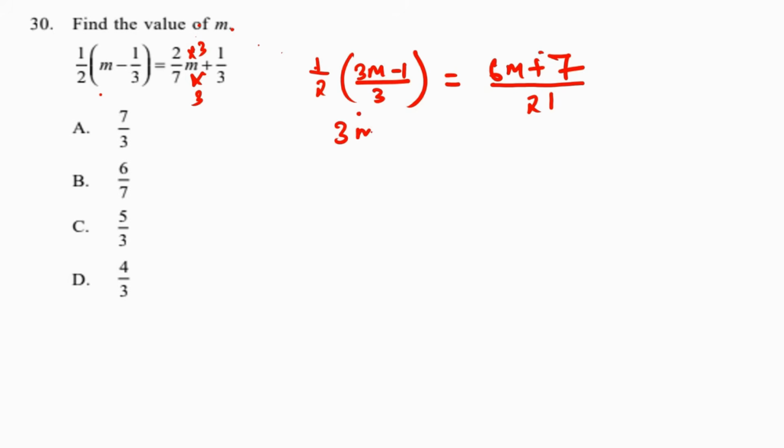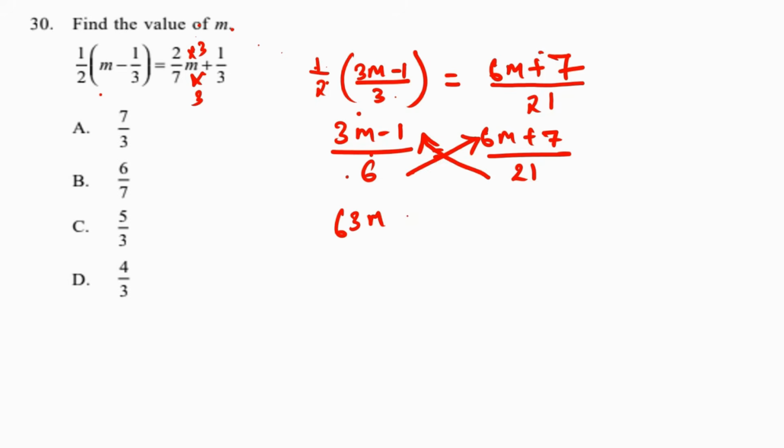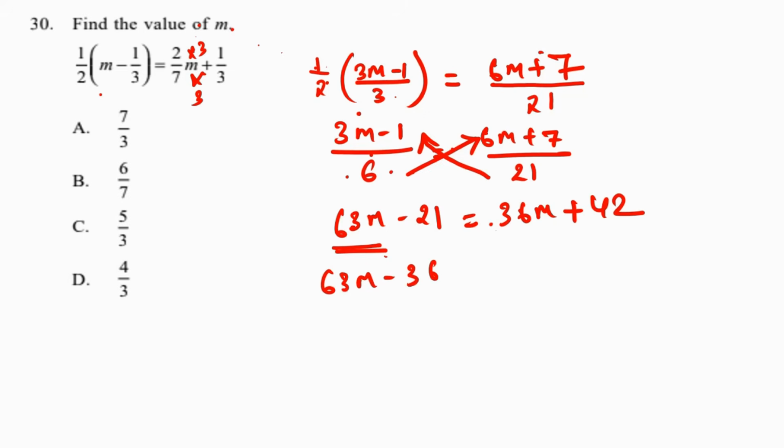Now this side would be (3M minus 1) multiplied by half, meaning 3 into 2 is 6, equals (6M plus 7) by 21. Now we should cross multiply. 6 would come this side, 21 would go this side. 21 into 3M would be 63M minus 21 is equal to 6 sixes are 36M plus 7 sixes are 42. So now we transpose the like terms. M's on one side: 63M minus 36M is equal to 42 plus 21.